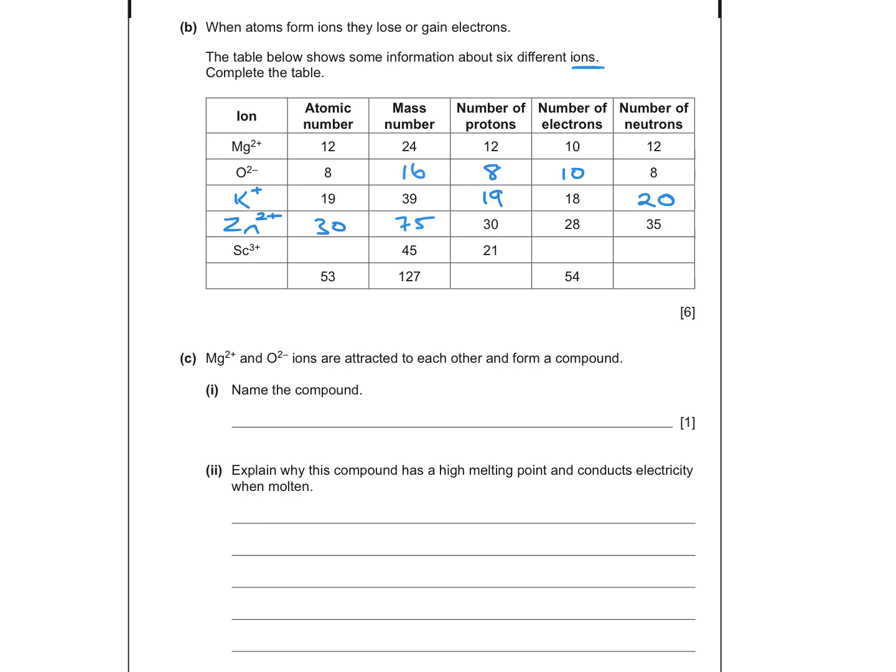The next one then is scandium ion. So again, you go through the same sort of procedure to complete it, and the next one. Okay, if you combine magnesium and oxide ions, that's just magnesium oxide.